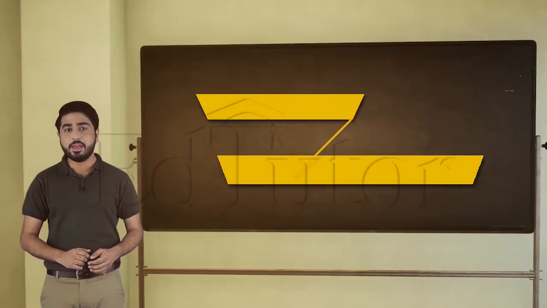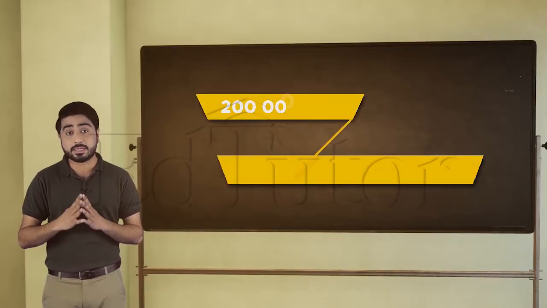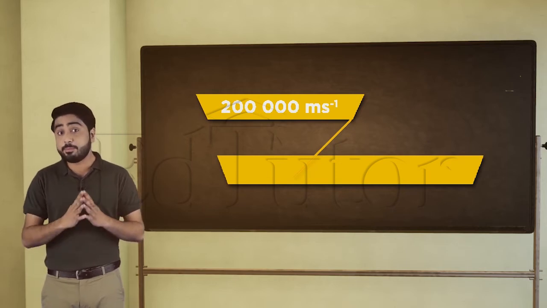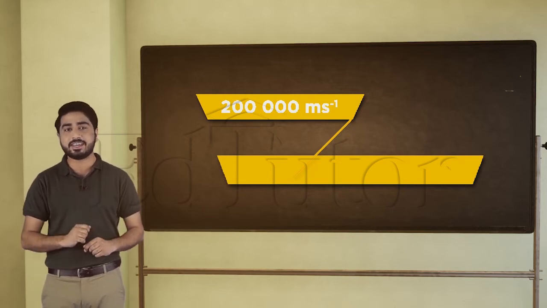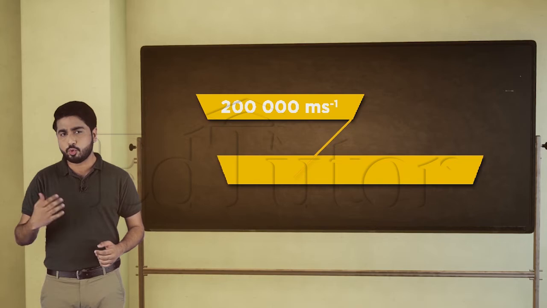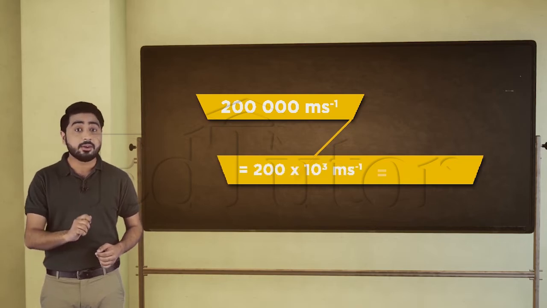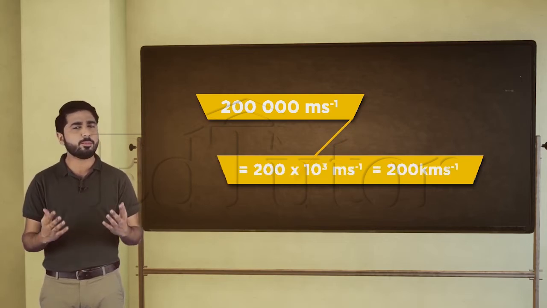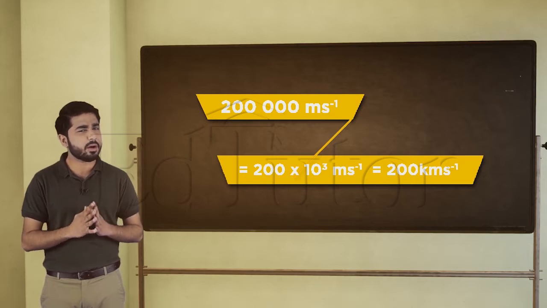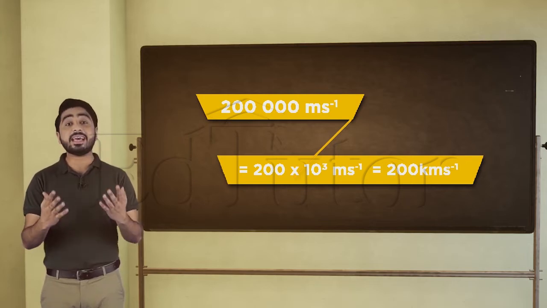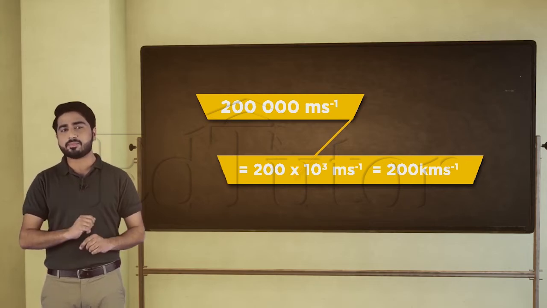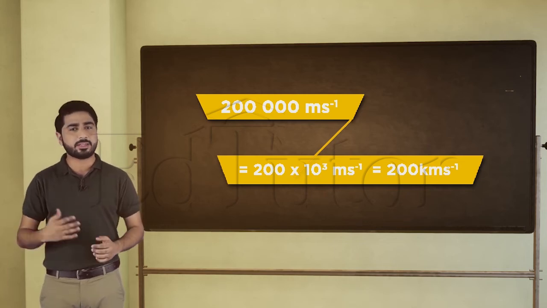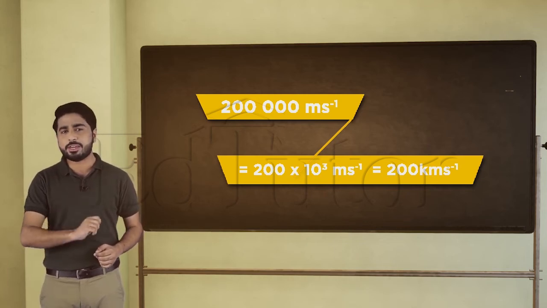Let's take an example. 200,000 meters per second is too long to write. With the help of the prefixes that we just discussed, we can change this into 200 into 10 raised to the power of 3 meters per second. And what prefix is 10 raised to the power of 3? Yes, we have already learned. It is kilo. So we make it easier by adding the prefix kilo: 200 kilometers per second.